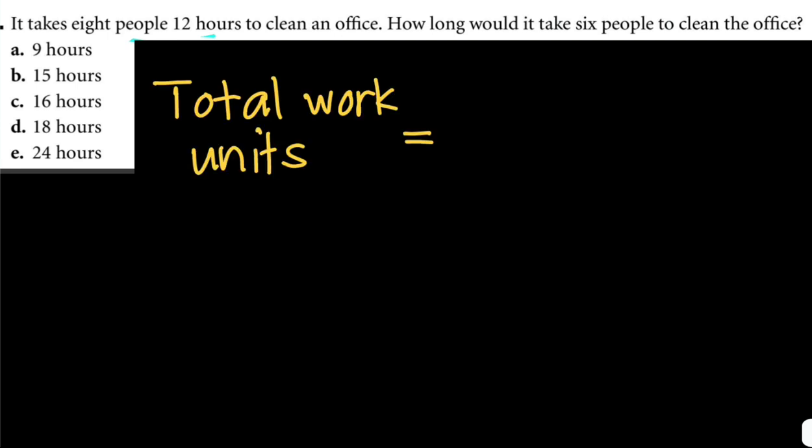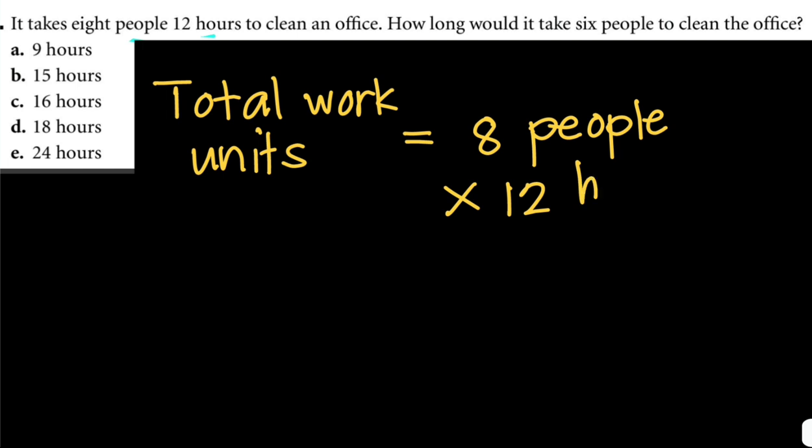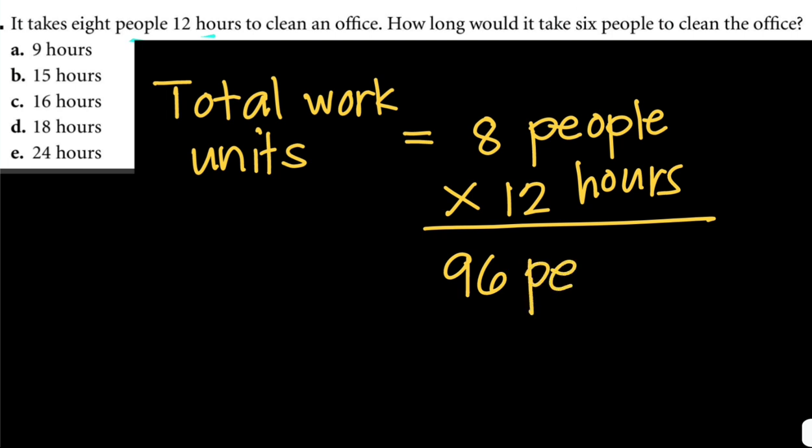The total work units are found by multiplying the number of people by the hours needed to clean the office. So the number of people is 8, and then we multiply this by the hours needed to clean the office, which is 12 hours. And this would give us 96 people hours. We can just say person hours.